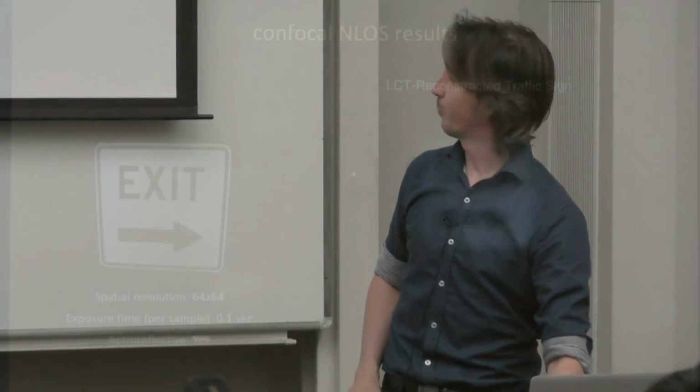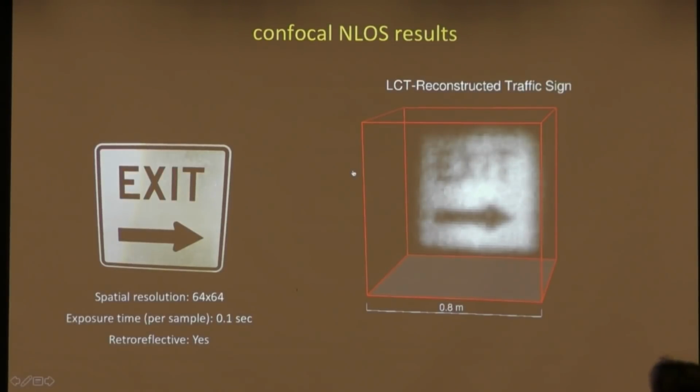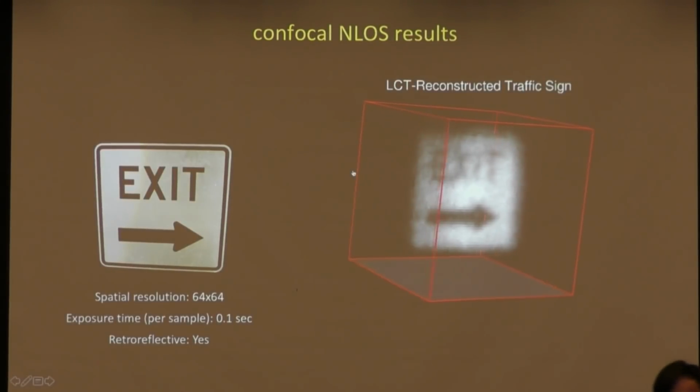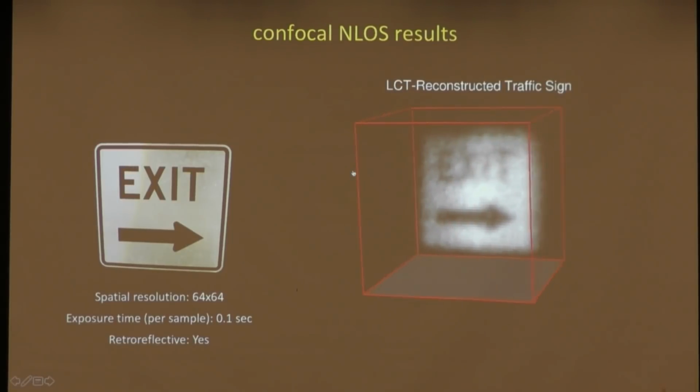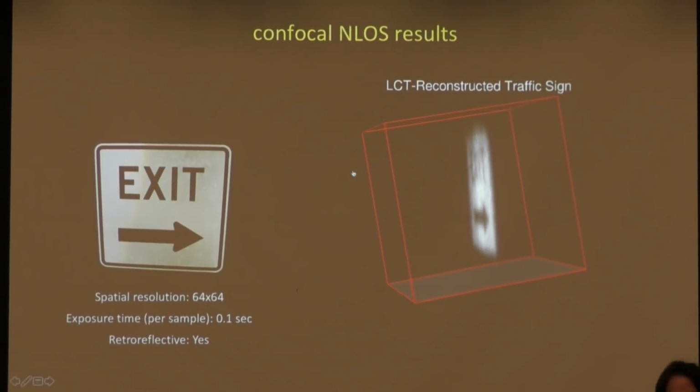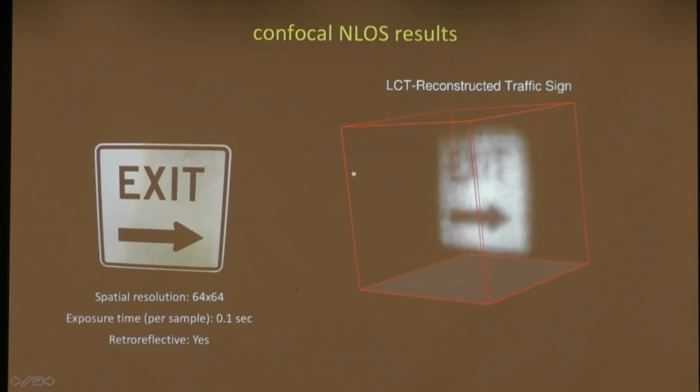So maybe I'll just skip that slide. But here's the exit sign that I showed you before. And on the right, we're able to capture not just the shape of that object, but also the albedo variations along that object. So we can make out the letters as well.